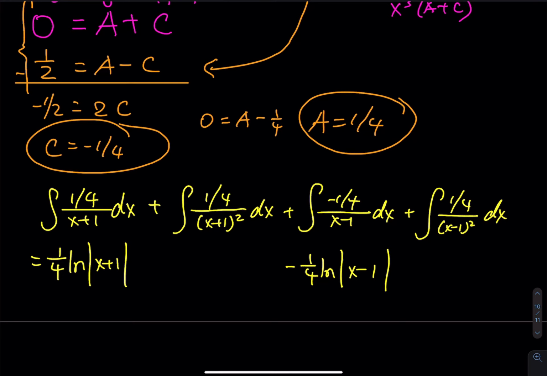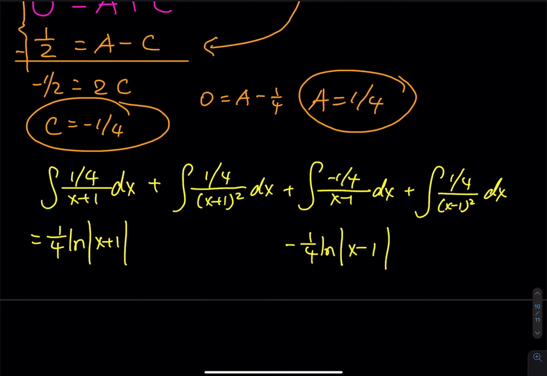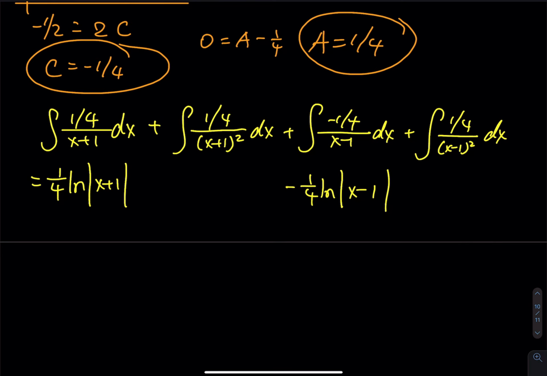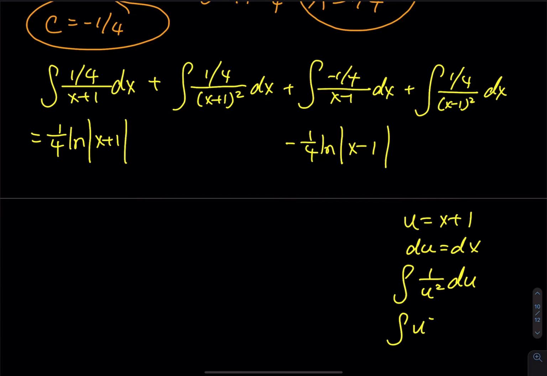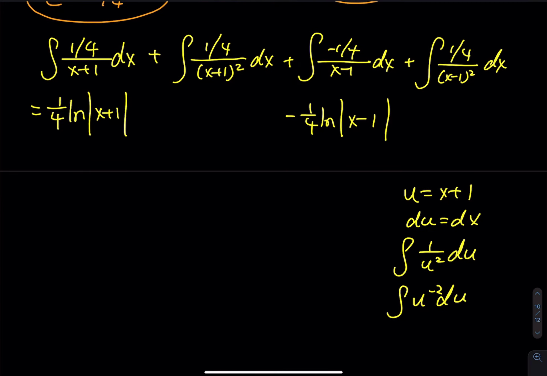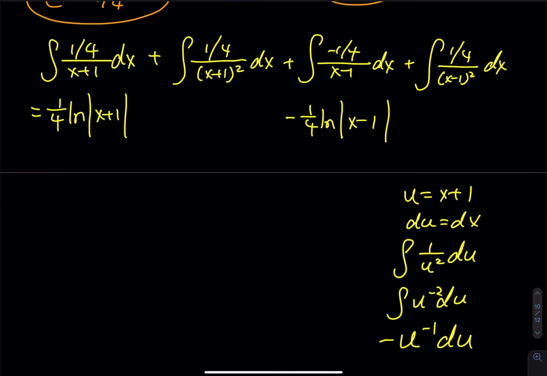Okay, what about the square in the bottom? The square in the bottom, so think about this. If you let u equals to x plus 1, du is equals to dx, right? So you are like integrating 1 over u squared du. So this is integrating u to the negative 2 du, which is negative u to the negative 1. All right, so all you have to do is you put the 1 over 4 right there. And then the u, this will be x plus 1 to the negative 1.